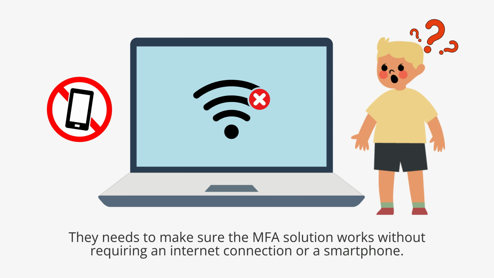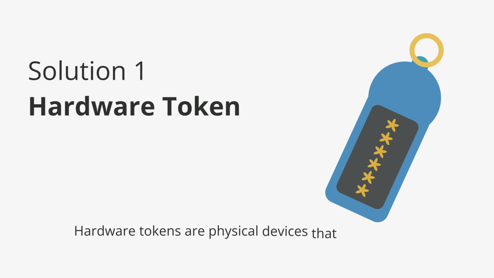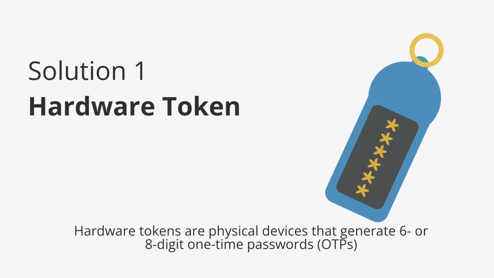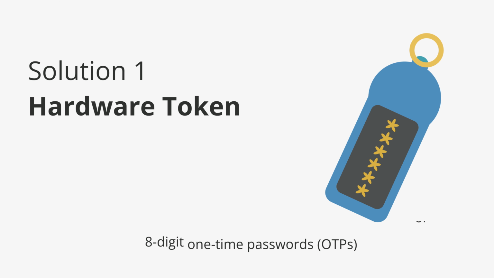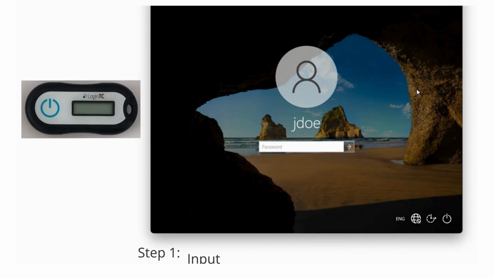Let's take a look. Solution 1, hardware token. The first option is to use hardware tokens. Hardware tokens are physical devices that generate 6 or 8-digit one-time passwords, OTPs. They don't require any connectivity or pairing. They simply generate codes on demand. Here's how James would use one.